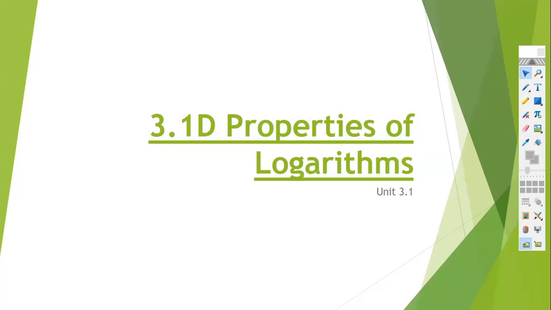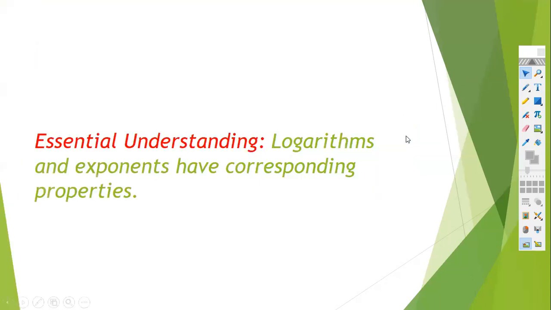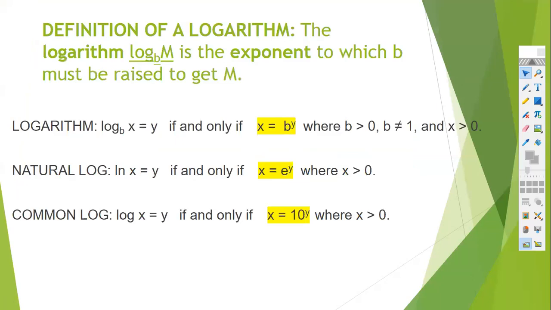Oh, okay. It's Canvas. All right, so 3.1D, properties of logs. We're going to start with a little review, reiterating some things and hopefully making it solid in your brain from December: logs and exponents have corresponding properties. The reason is that a logarithm is the exponent to which b must be raised. Remember saying that? When you have a log, you're saying to yourself, b to what power equals m? Remember that's the relationship, b to what power.